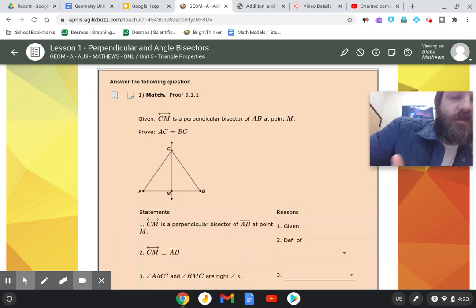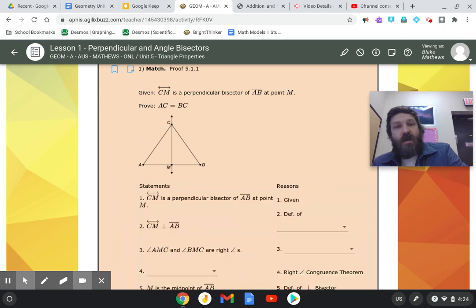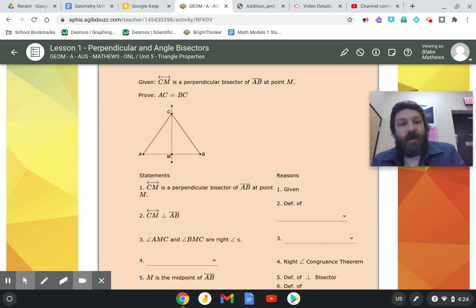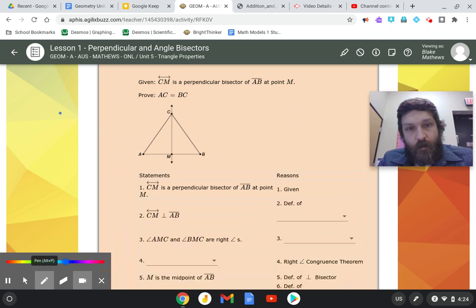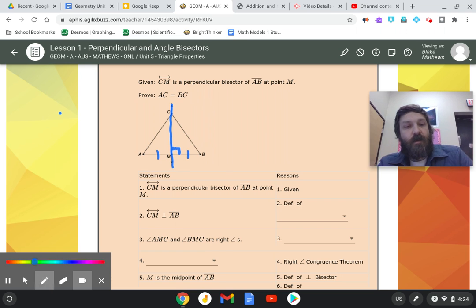So I'm going to talk through the proofs, and we're going to work through these together, so make sure you follow along. Okay? It says here that CM is a perpendicular bisector of AB. So it's saying that this is a perpendicular bisector right here. That means that this is a right angle right here. It also means that these are the same length. So we've been given quite a bit of information right there.